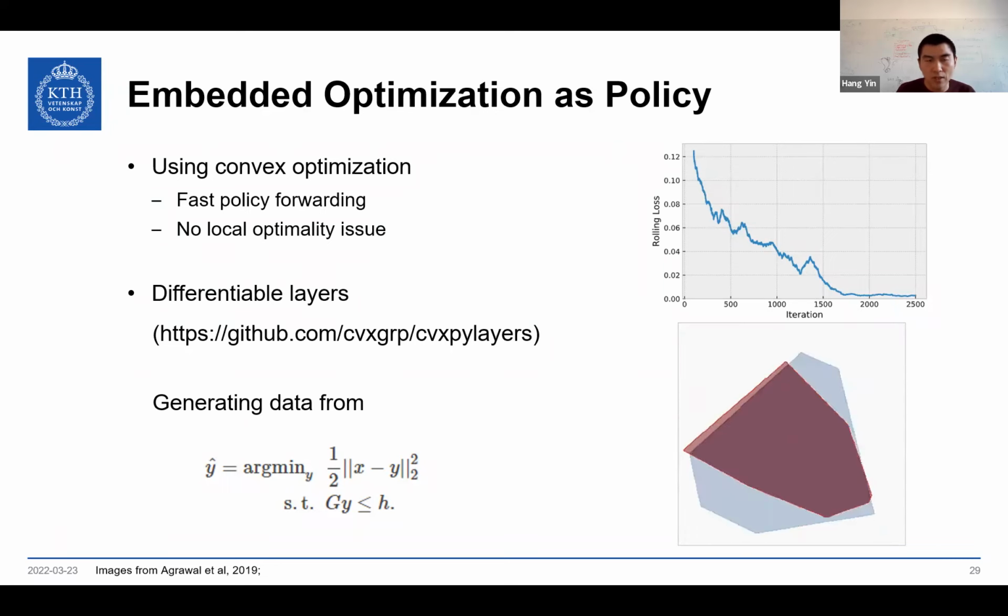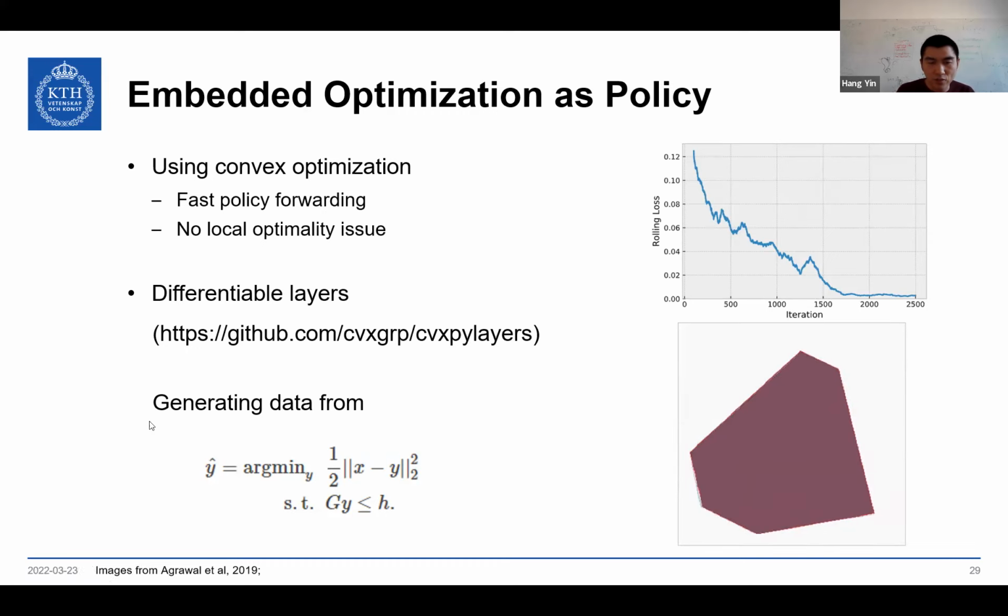And also we know that for a convex optimization problem, you don't need to worry about suboptimality. Once your solution converges, there is only a unique solution to that. So this is something people have done. You indeed have some code repositories covering that to give you differentiable layers that allow you to differentiate through a convex program.